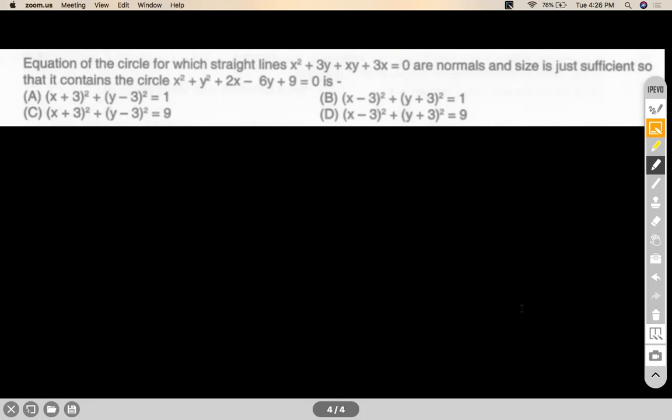Last minute. This is not a difficult question by any standard. So you should be able to answer it in a shorter duration of time.